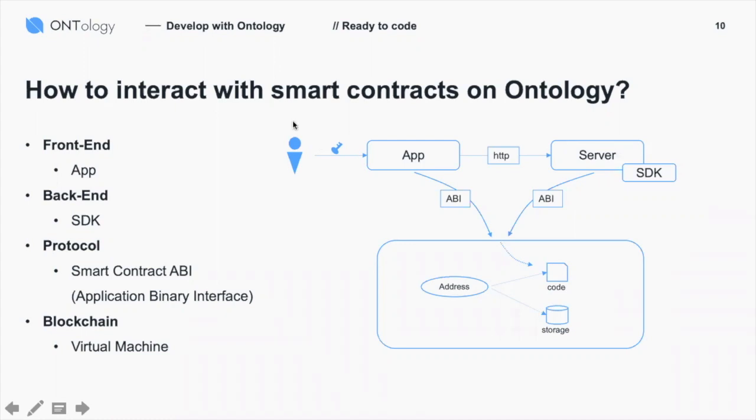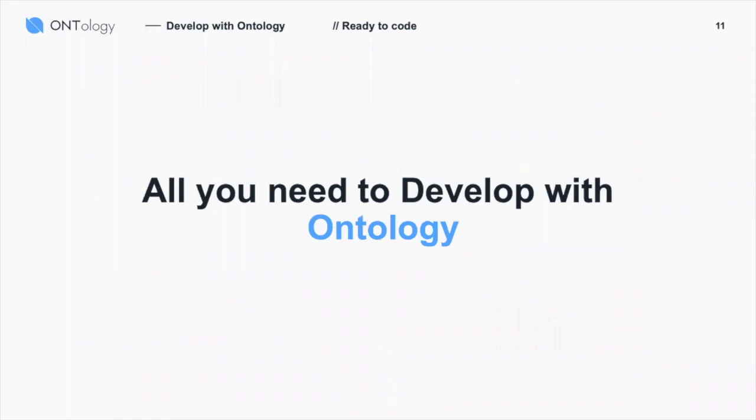So how do you interact with a smart contract? You follow the smart contract API, build your transaction, and send the transaction to the blockchain network. Then everything else is processed by the blockchain network. So that is how the front end and backend interact with a smart contract on the blockchain. We'll show some code for how to do it later. So that's all you need. This is the fundamental knowledge you need to know before you develop with Ontology.